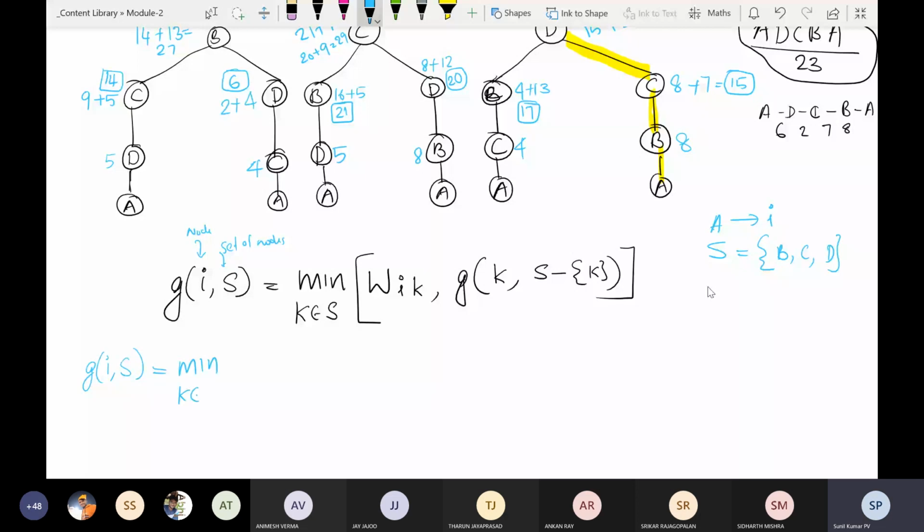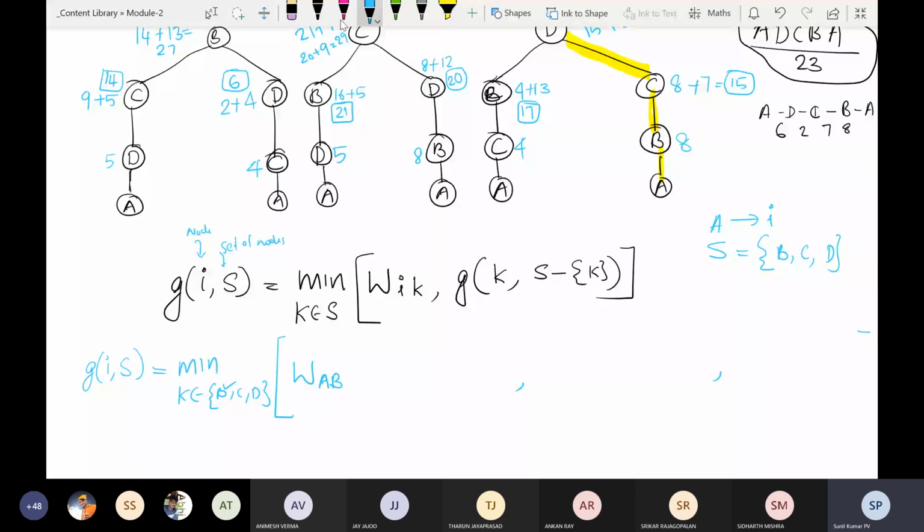B, C, D, these are the remaining elements, and W of I K, W A K. Okay. So K is to be taken from this set. So first let us assume that we are taking B as K. So W A B. Minimum means we must have so many values, and only then can we take the minimum of these things.